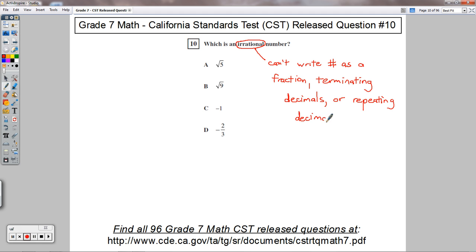And I say all of these things. If you can write it as a fraction, you can write it as either a terminating or repeating decimal. If you can write it as a terminating or repeating decimal, you can also write it as a fraction. All that said, that eliminates this one.